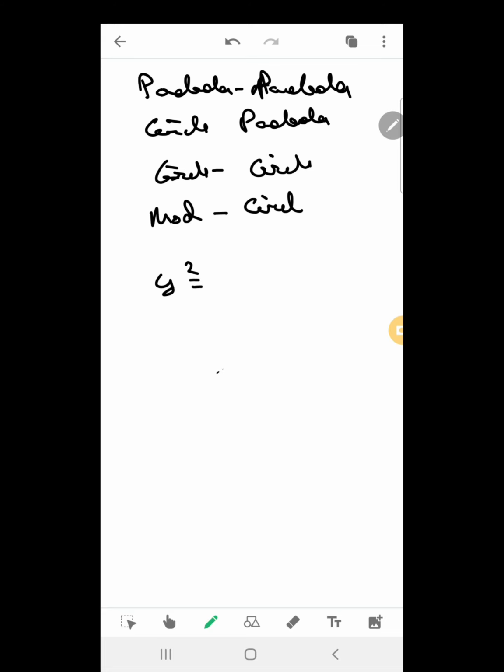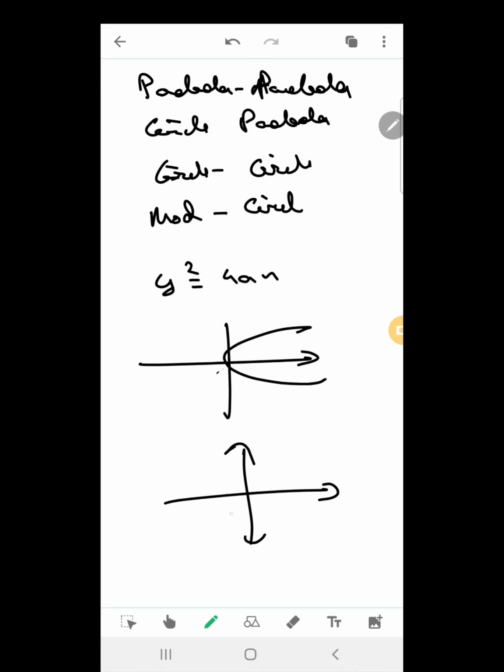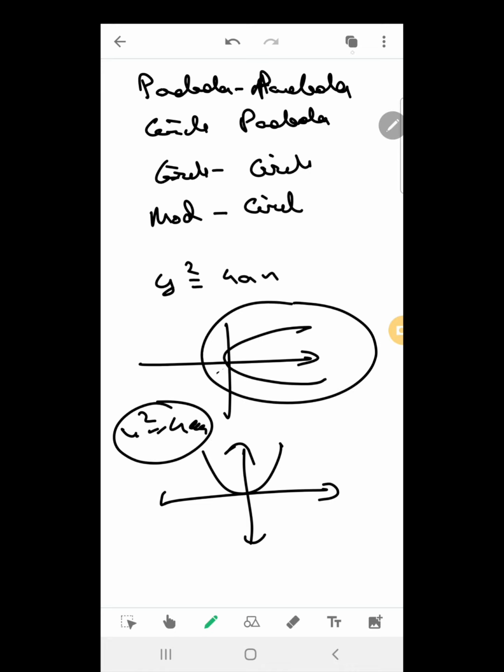For example, if you don't know that y square equals 4ax has a parabolic curve like this, and x square equals 4ay has a parabolic curve like this, then you won't be able to find the areas in between these two, right? So these things are important.